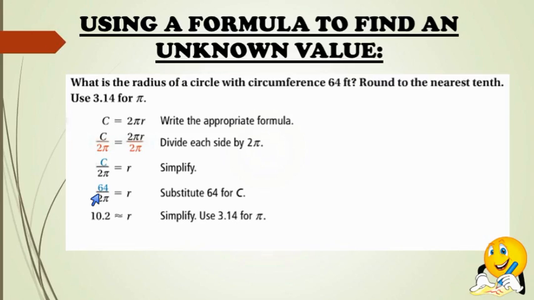Then from there, we're going to multiply 2 times pi and divide 64 by that. 10.2 is approximately equal to our radius. So we're going to simplify using 3.14 as pi. That's why we have our approximately equal to sign. The radius of the circle is about 10.2 feet.